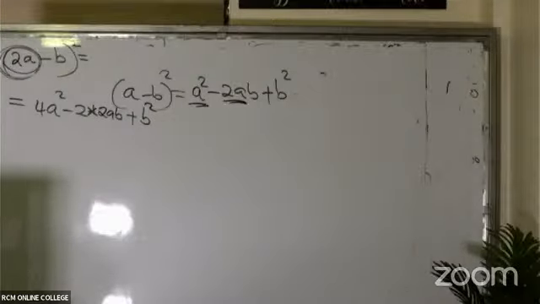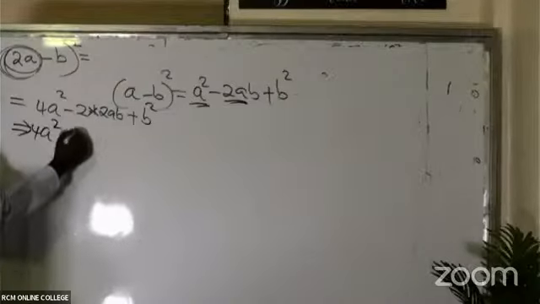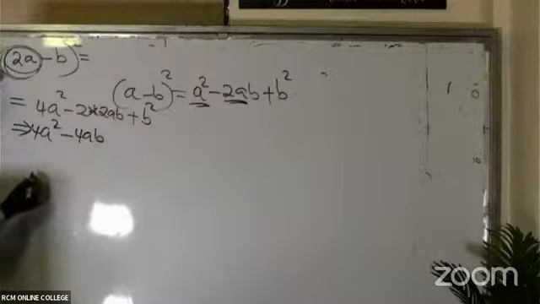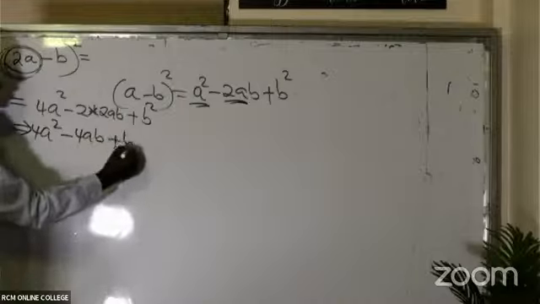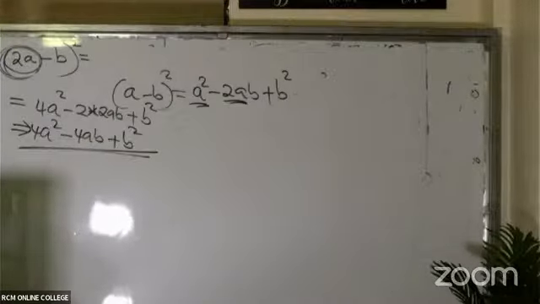So then that will lead to what figure at the end of the day? It will be 4a squared minus 4 what here? ab plus what here, somebody? Plus b squared. Is there anybody who got this correctly?